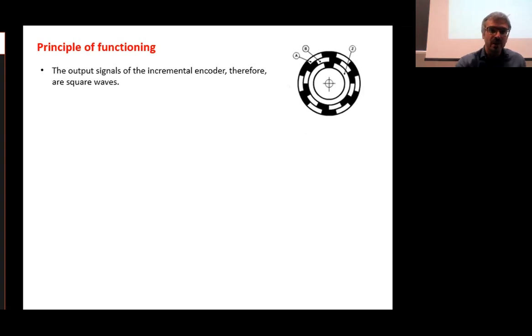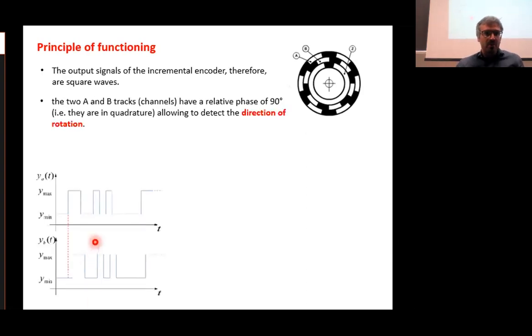So the more counts per revolution, the smaller displacement we can detect with a single pulse. And we will see here, for example, while we move this wheel, the pulse will create a square wave. And these tracks, A and B, are shifted. I said that there are two tracks and they are shifted 90 degrees. Why? Because we want to know the direction.